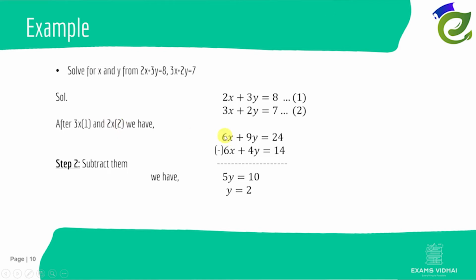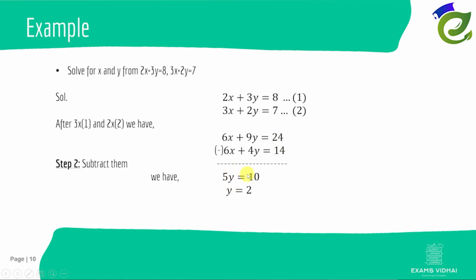Equation 1 with 3 becomes 6x plus 9y equals 24. Then equation 2 with 2 becomes 6x plus 4y equals 14. As you can see, the coefficients of x are both 6, equal. If I subtract them, both x terms get cancelled. Then I'm going to have 9y minus 4y. So if I subtract these both, I get 9 minus 4, which is 5y. 24 minus 14 is 10.